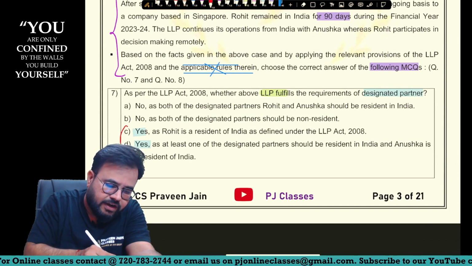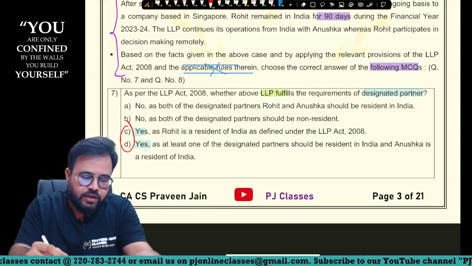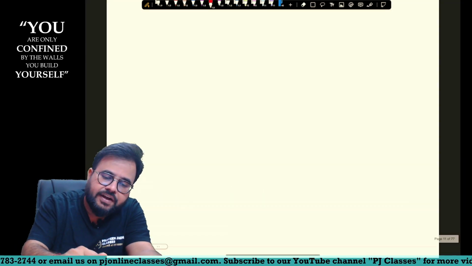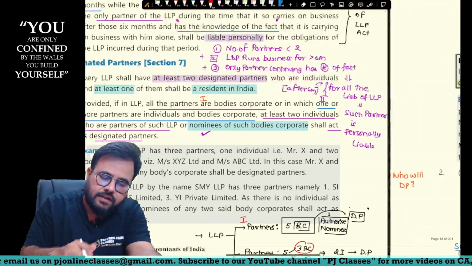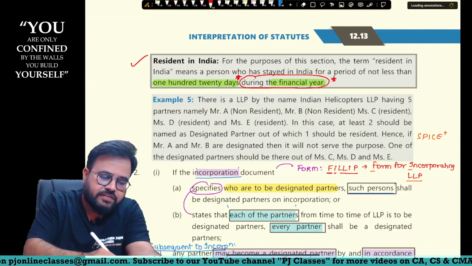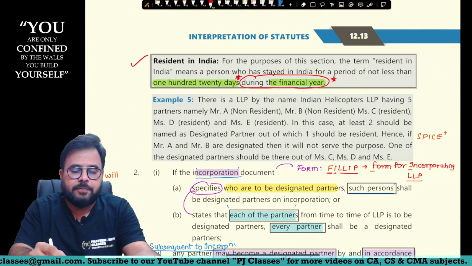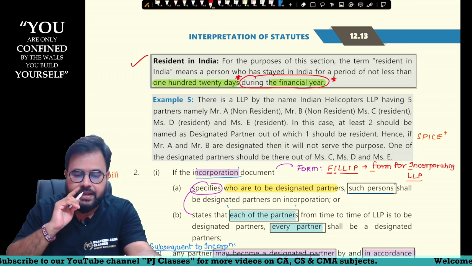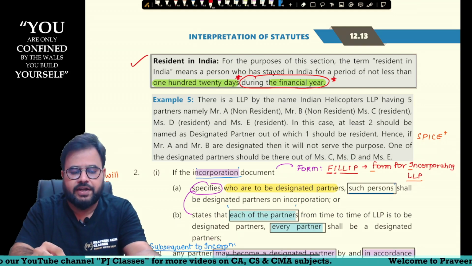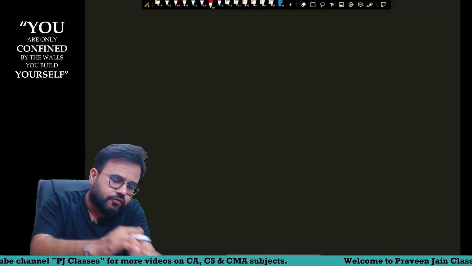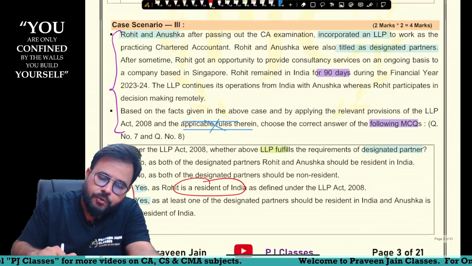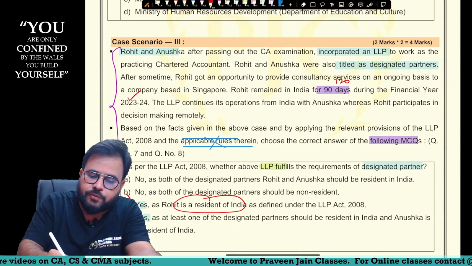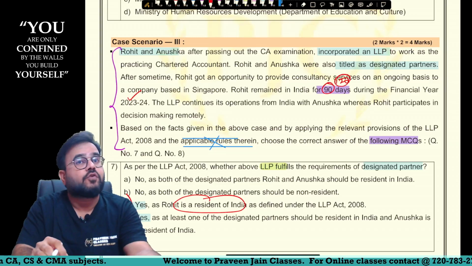C and D are also there. Let us see C and D. Yes, as Rohit is a resident of India. Answer is no. Can I say, for the resident of India criteria, the days are 120. You can see here the explanation is given. For the purposes of this section, the term resident in India means a person who stayed in India for a period of not less than 120 days during the financial year. So for the financial year 23-24, Rohit should stay in India for at least 120 days. He stayed only for 90. So he is not resident.